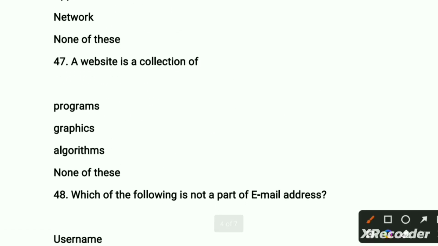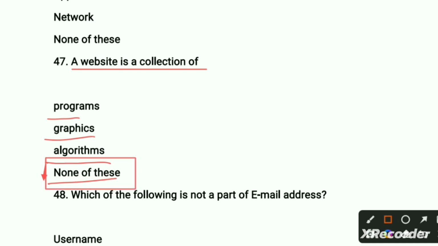And 47th question is, a website is a collection of programs, graphics, algorithms and none of these. So which one is our right option? A website is not related to any program, graphics and algorithms, so the fourth option is our right option, none of these.